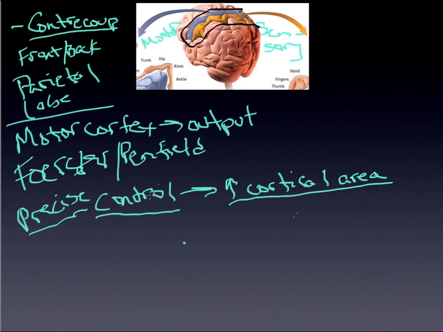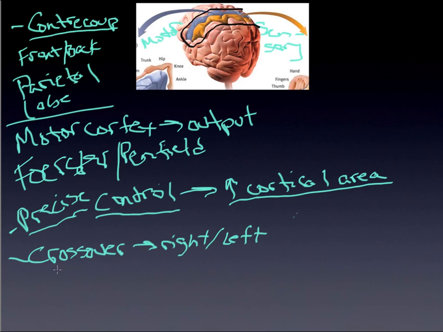So when we're talking about the motor cortex, it's the output. Forster and Penfield are the key researchers. The other thing to keep in mind is not only this idea of precise control, but also the idea of crossover. So they would stimulate areas of the brain, stimulate on the right side, and the signal would cross over to the left side, and vice versa. And that is one of the key components, if you will, of what happens.